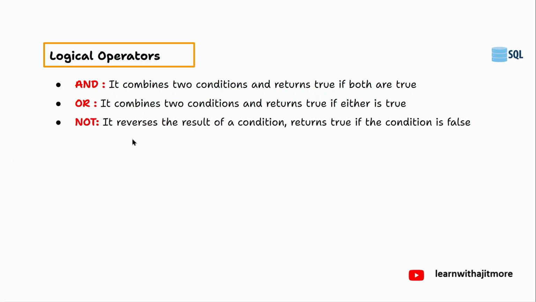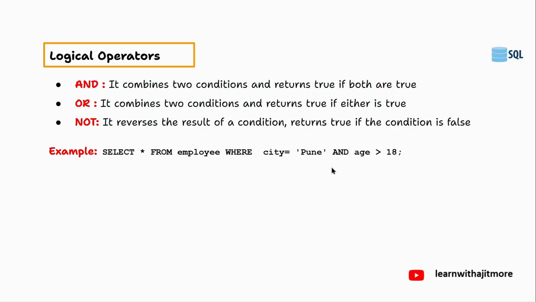NOT, the opposite. If the condition is true, it will give false. If the condition is false, it will give true. It reverses the result of a condition. Returns true if the condition is false. Returns false if the condition is true.